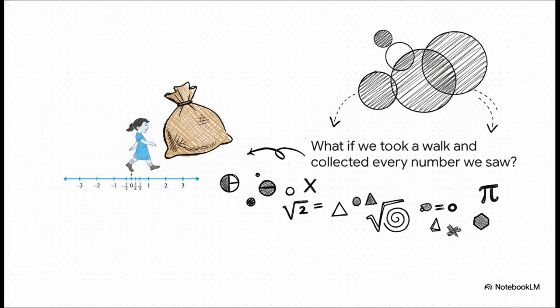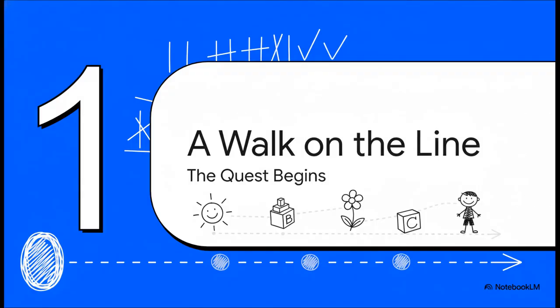Okay, so imagine this. We're going for a walk on the number line, and we've brought a bag with us. The goal is simple. Collect every single type of number we can possibly find. And trust me, this little journey is going to reveal the entire structure of the mathematical world in a way that just makes sense. All right, our quest begins.